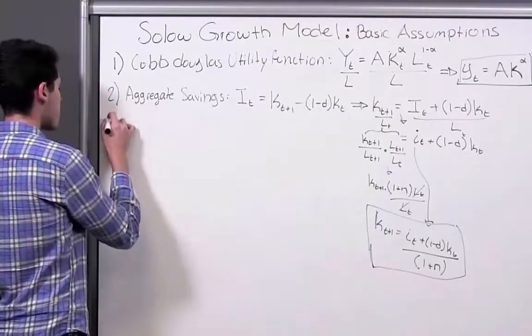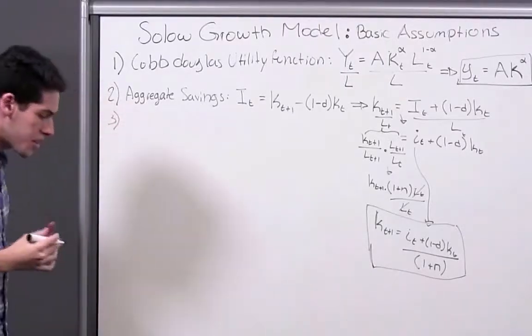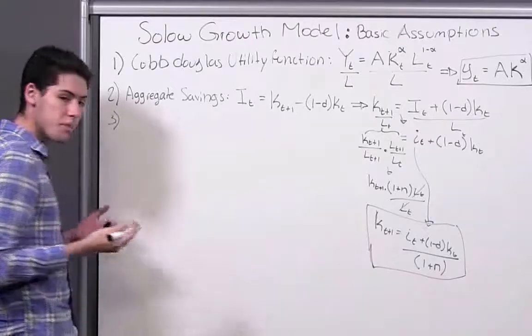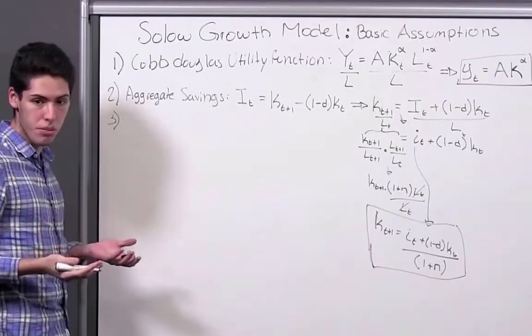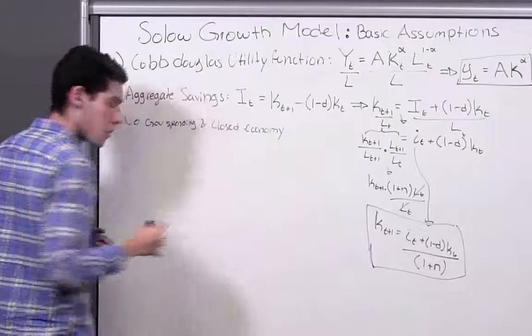All right, what's our third assumption? Our third assumption is there is no government spending nor exports or imports. So this is a closed economy. What does this mean?